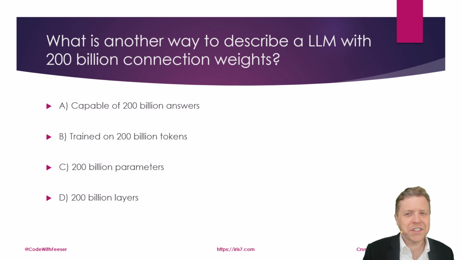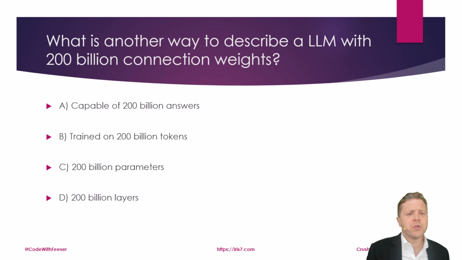What's another way to describe an LLM with 200 billion connection weights? A, capable of 200 billion answers. B, trained on 200 billion tokens. C, 200 billion parameters. D, 200 billion layers. This is really a tricky question. I mean, you have to know something about AI to get this one correct.